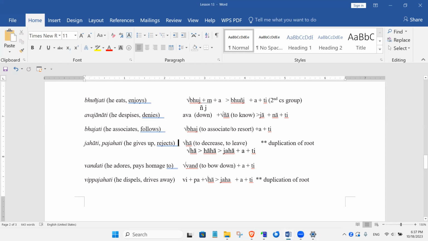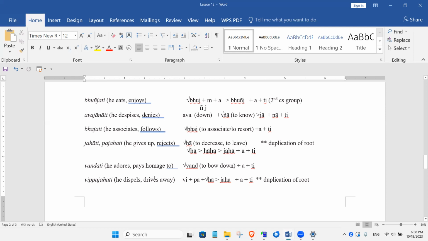All right. So ha. So how do we get this one? Because ha is a duplicate. So ha plus jaha plus a and t. Duplication of root. So from ha, jaha plus a plus t. Okay. So next one, vandati: vand plus a and t. This is very simple.